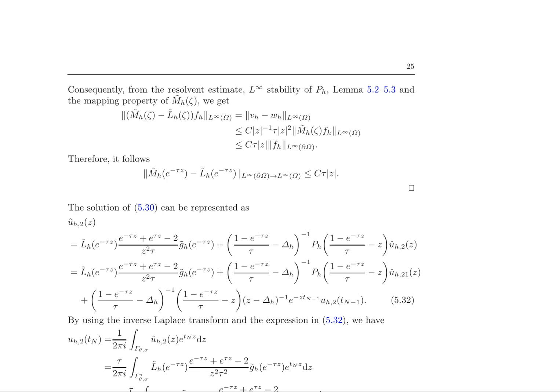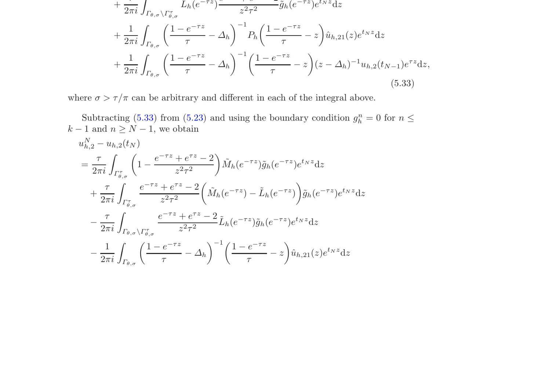The inverse Laplace transform of U, 2, z, is then computed, resulting in the expression 2, tn, equals 1 2 pi I integral gdh, sigma U, 2, z, etn z dz. This is further decomposed into 4 integrals, each involving a different part of the solution U, 2, z. The first 2 integrals involve the operators LH, E minus tau z, and GH, E minus tau z, while the third and fourth integrals involve the operators pH and z minus increment h, minus 1, respectively.